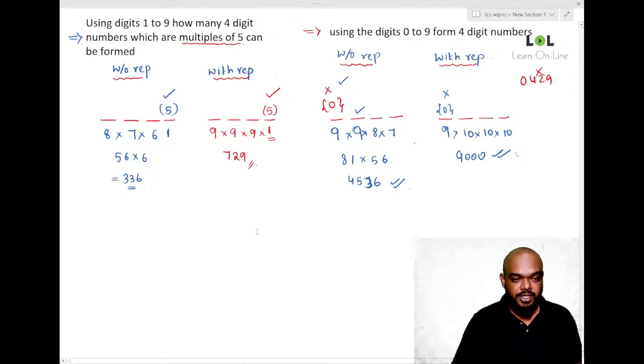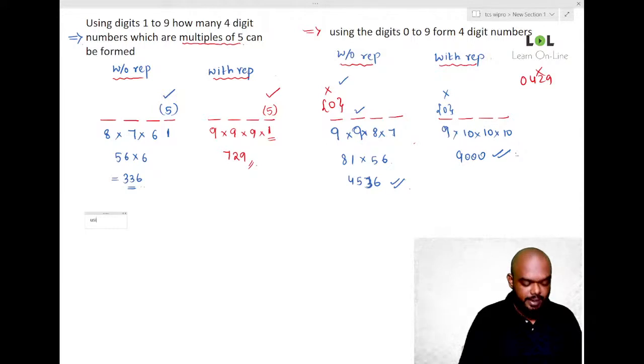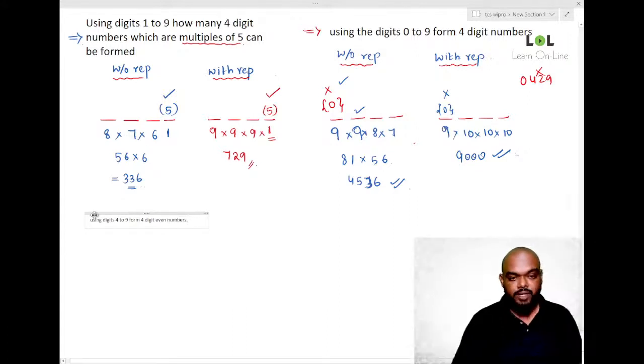Suppose, let me write a question. Using digits 4 to 9, form 4 digit even numbers. 4 digit even numbers. That is one question. I will take up one more question here.